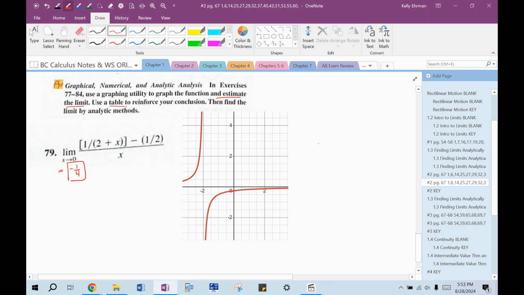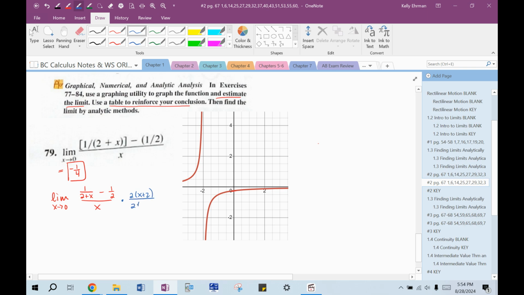So it says use the table to reinforce your conclusion. Okay, I did that sort of with my value on my calculator, and then find the limit by analytic methods. So that just means let's go ahead and do the math on the limit. So let's do that trick with getting rid of the complex fraction. So we're going to do that by multiplying by 2 times x plus 2.